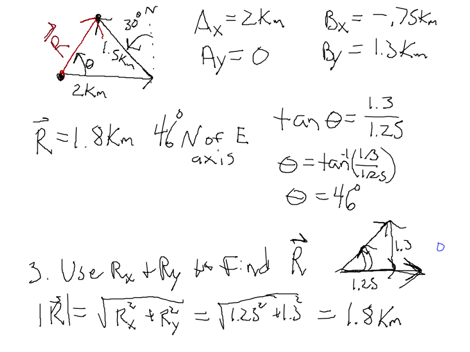So if you went on a hike 2 kilometers east, then 1.5 kilometers 30 degrees west of north, and then you wanted your buddies to walk directly from your starting point to your ending point, then you could tell your buddies, walk 1.8 kilometers 46 degrees north of the east axis, and you'll get directly to my ending point. Okay, that finishes this lesson on adding two vectors.